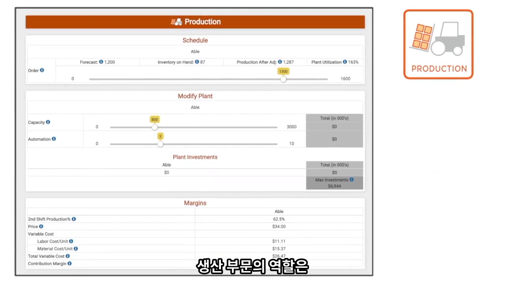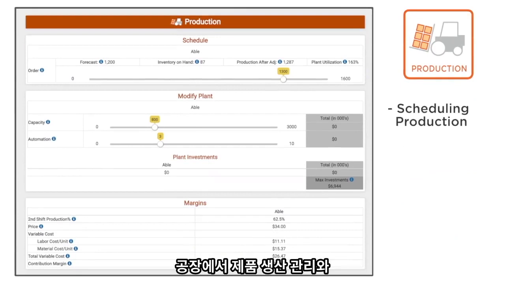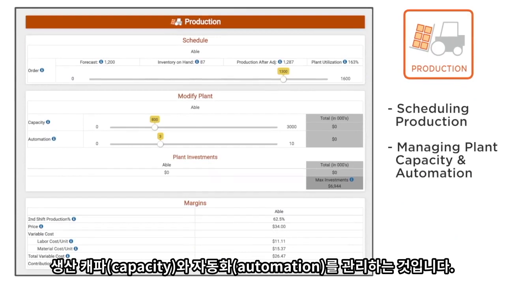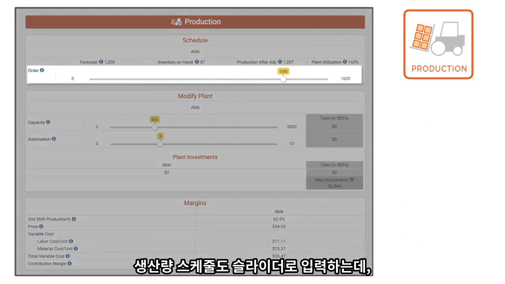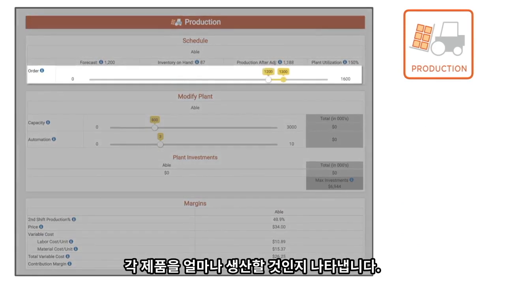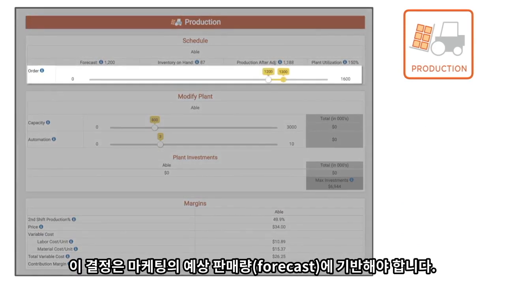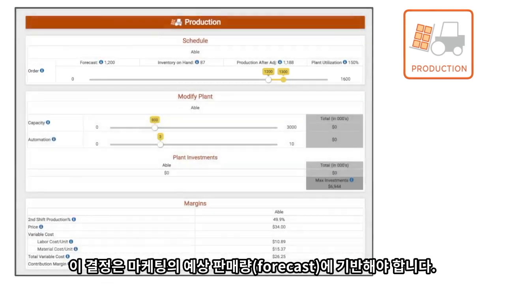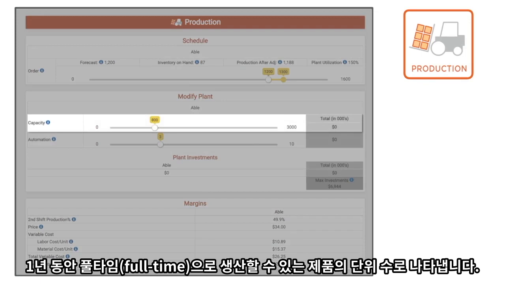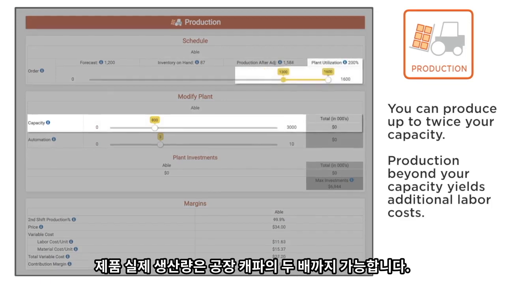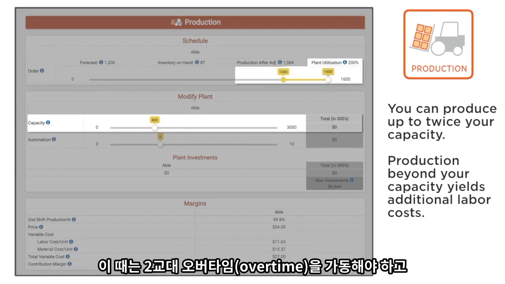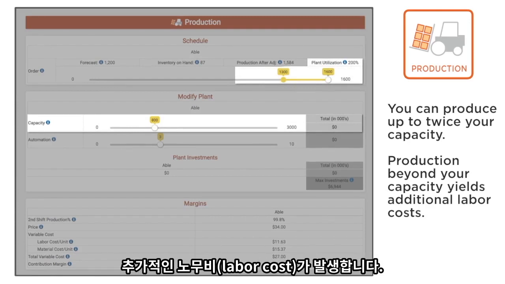In production, you are responsible for scheduling production, managing your plant's capacity, and automation. To schedule production, move the slider to reflect how many units of each product to make. This decision should be based on the forecast you created in marketing. The capacity of your plant is the number of units it can produce running full-time for a year. You can produce up to twice the plant capacity by scheduling overtime work, which yields additional labor costs.